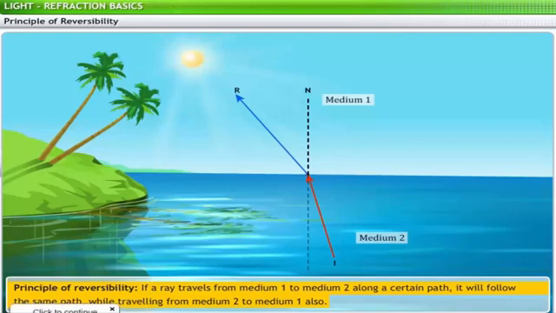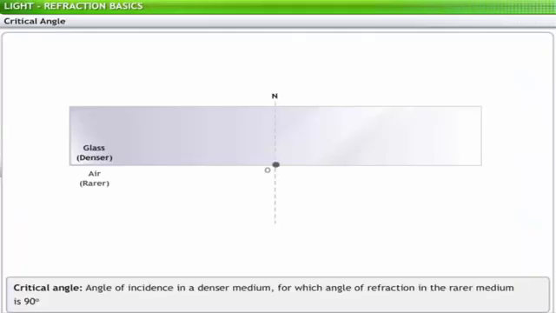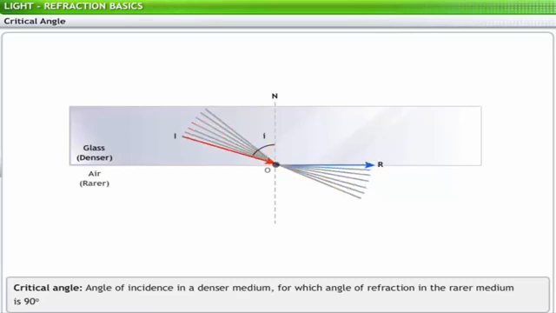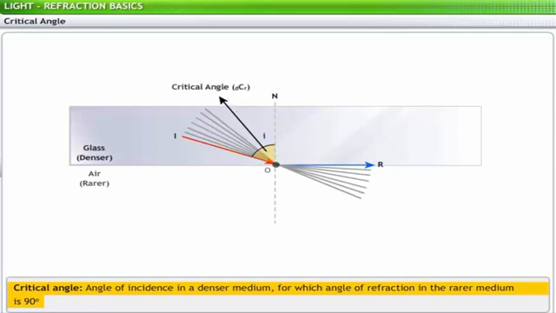Now let's consider a case where a light ray passes from a denser medium to a rarer medium and bends away from the normal. If the angle of incidence i in the denser medium is increased, then at a particular angle of incidence, the refracted ray propagates along the boundary of the two media. This angle of incidence is called the critical angle of the given denser medium with respect to the given rarer medium and is denoted by i_cr.